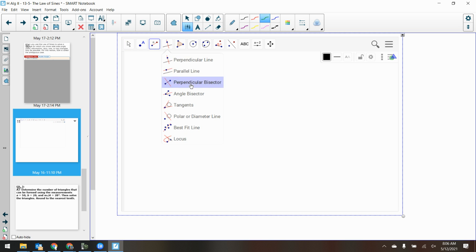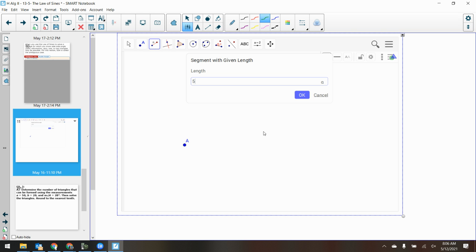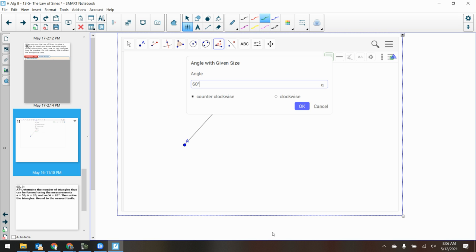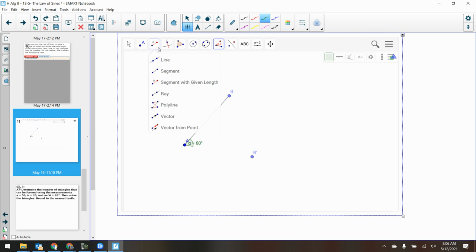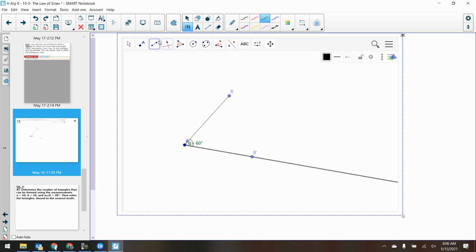Okay, I think I need to do segment with a given length first. I think I needed to make this 5 first. And now I need to move this up. And now I need to go angle with a given size here, here. Let's go 60 degrees, but now I want to go clockwise down there. I want to make a ray out here because I don't know how long this side is going to be. And then if I put another segment in here, yeah, this is going to work. Say this was length 3.